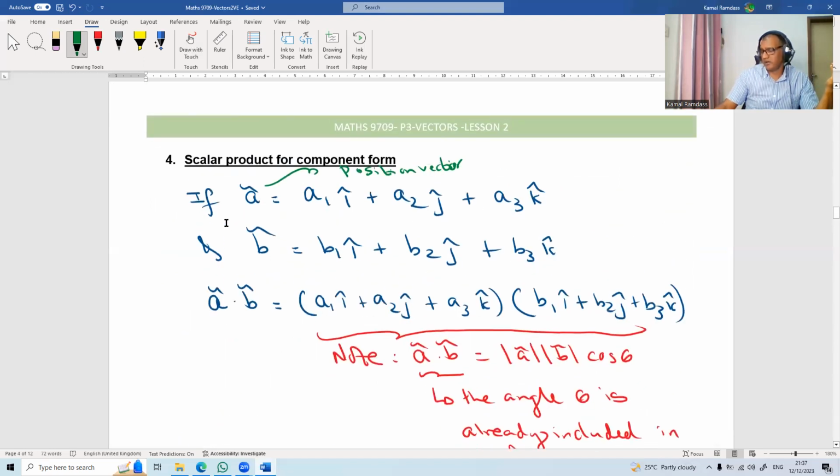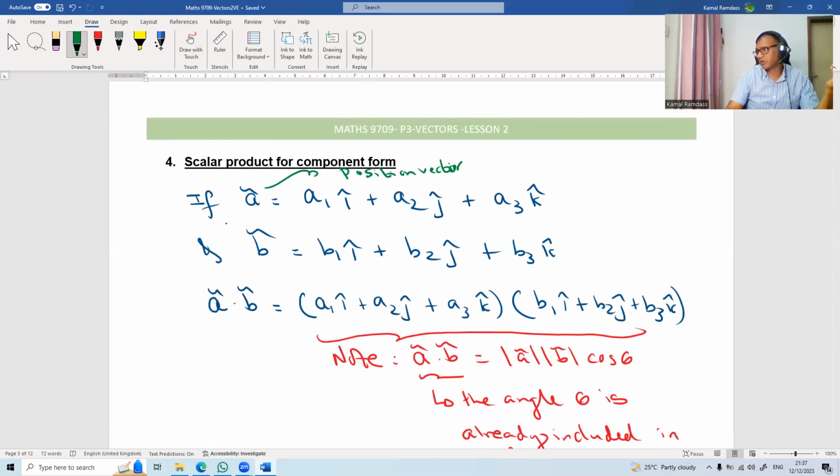OK? And if we look carefully, this column vector is A1, A2, A3. OK? A1 i roof plus A2 j roof plus A3 k roof, or k hat. B bar is equal to B1 i roof plus B2 j roof plus B3 k roof. And A bar dot B bar, we take this and multiply by this one. OK? And when we write it like that, it means it is equal to modulus of A bar times modulus of B bar times cos theta.